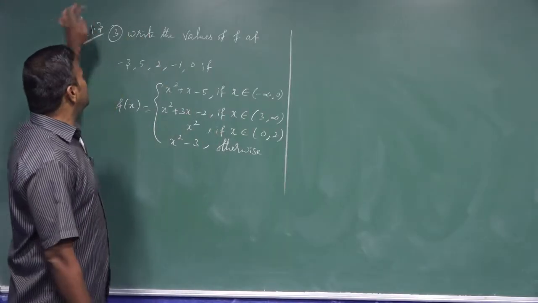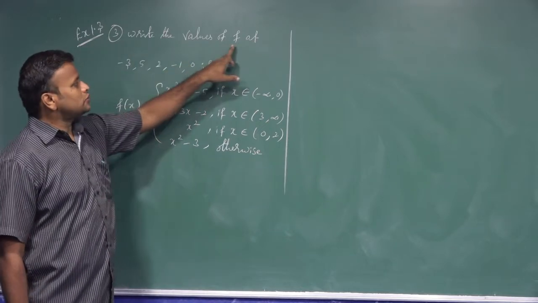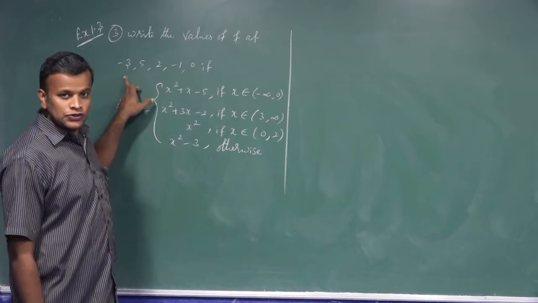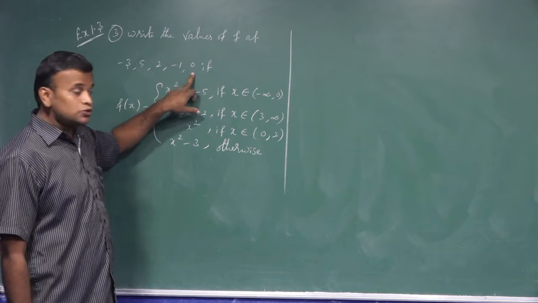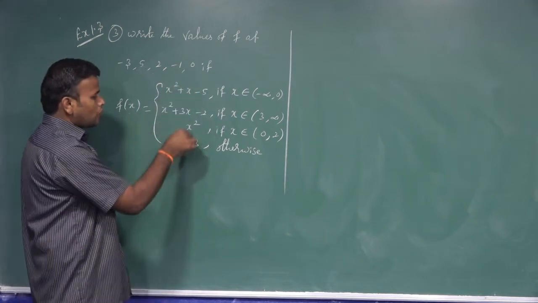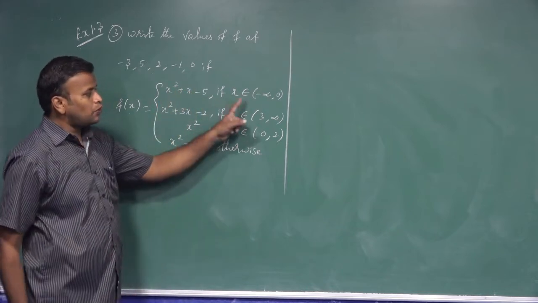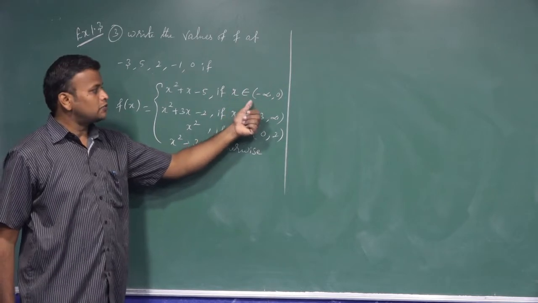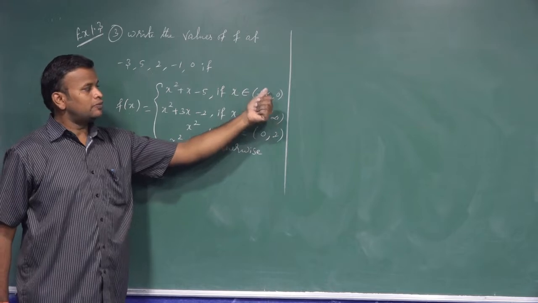Okay, now we move to exercise 1.3, the third one. Write the values of f, that is, write the values of the function f at some given points: minus 3, 5, 2, minus 1, 0. That is, to find these 5 values. If f of x has some 4 values: x square plus x minus 5, if x belongs to, what is the name of the interval? Open interval, minus infinity to 0. Suppose x is minus infinity up to 0.